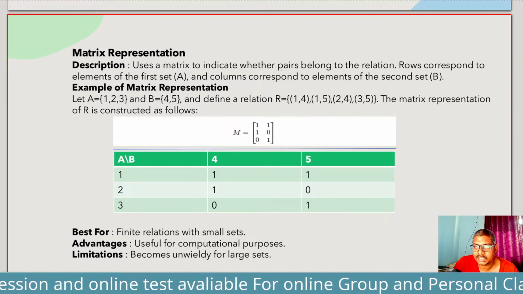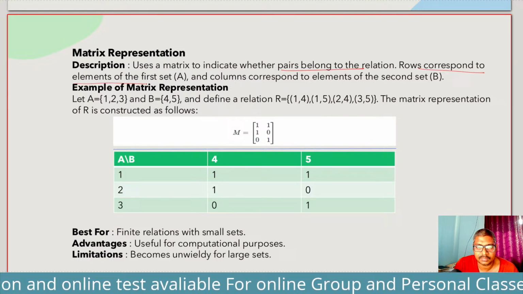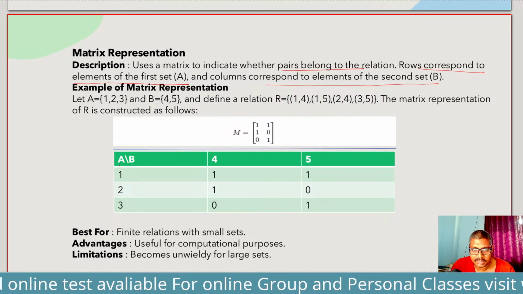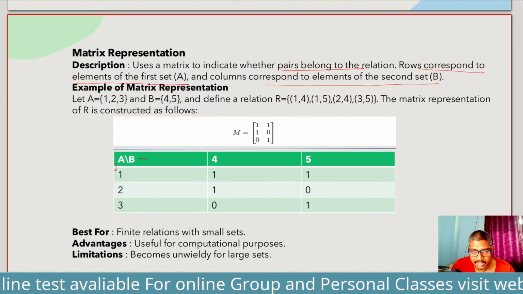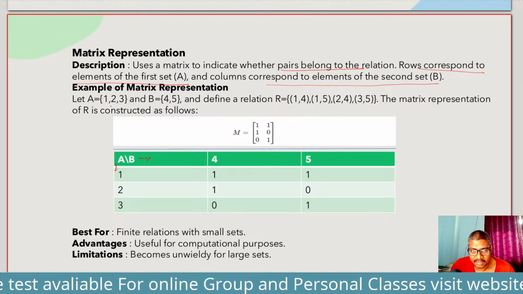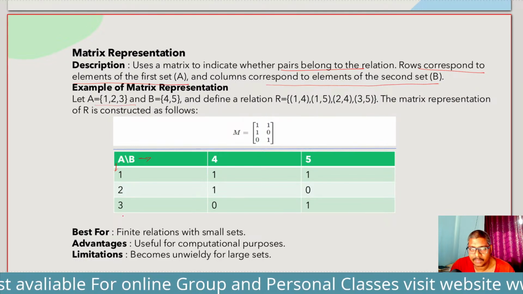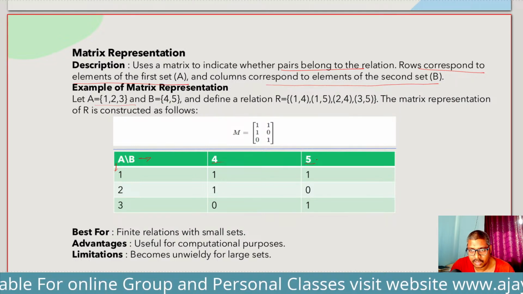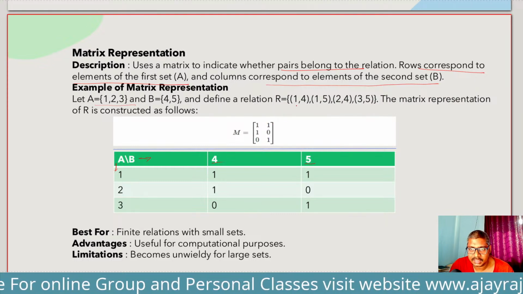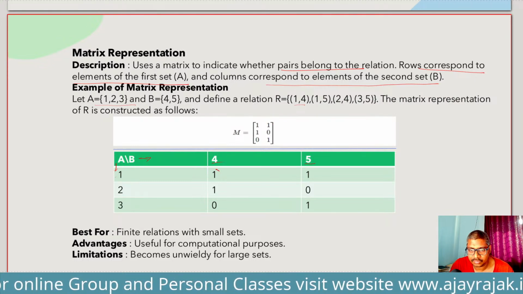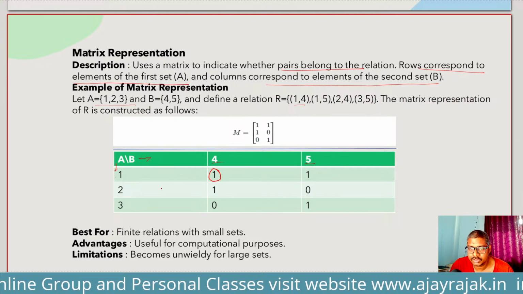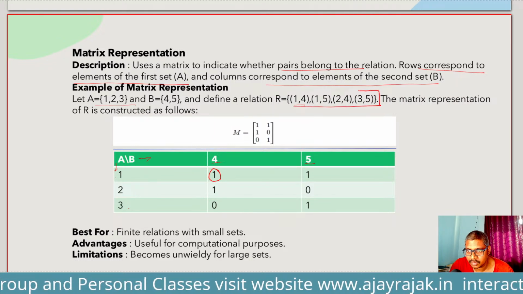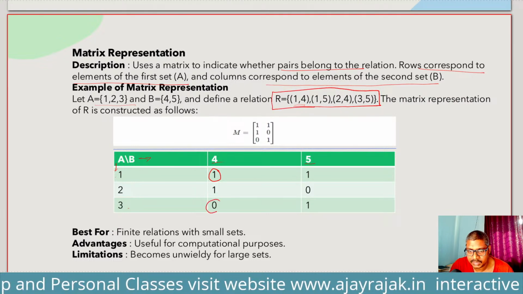So pairs belonging to the relation: rows correspond to the elements of the first set, and columns correspond to the elements of the second set. So you can see here this A is representing your column and B is the row side. So if we have elements of A 1, 2, 3 and B 4, 5, so 4 column, 5 column, you can say the relation is 1 4. So 1 and 4 are related, so we are taking the value 1. Suppose 3 and 4 are not related in ours, can you see 3 and 4 anywhere? No, in the relation we do not have 3 and 4, so we will represent it as 0.